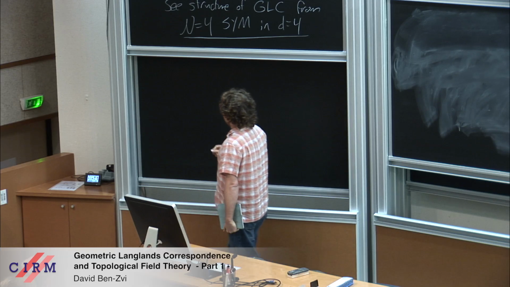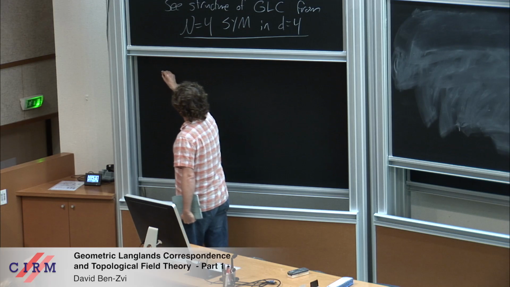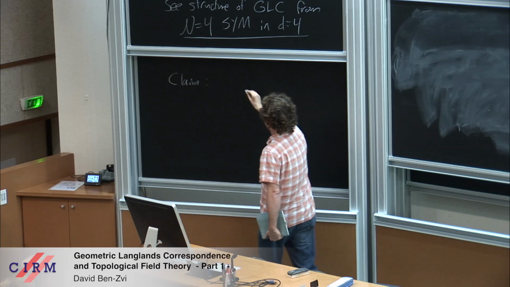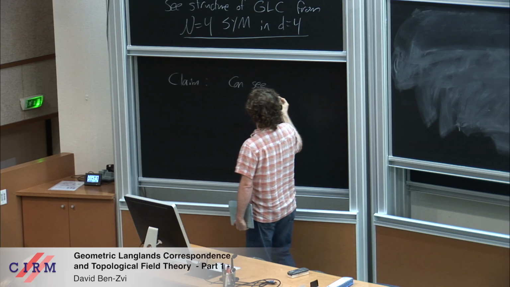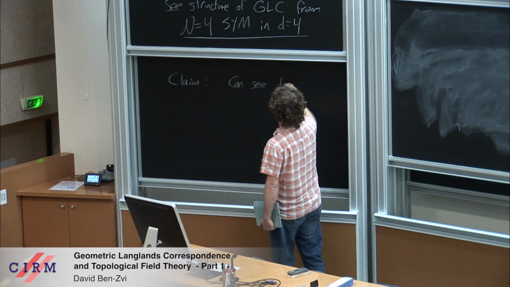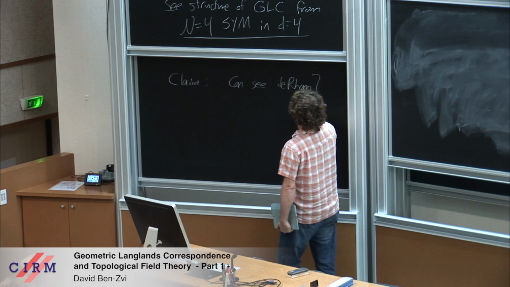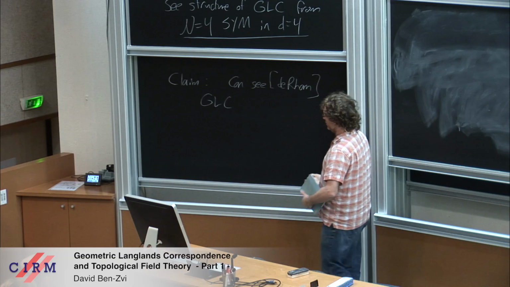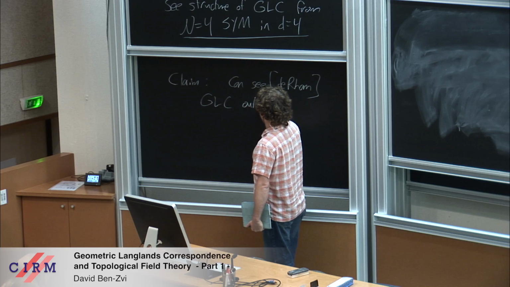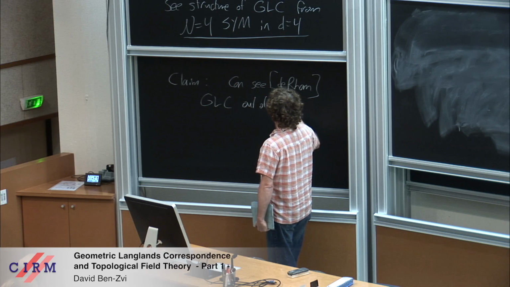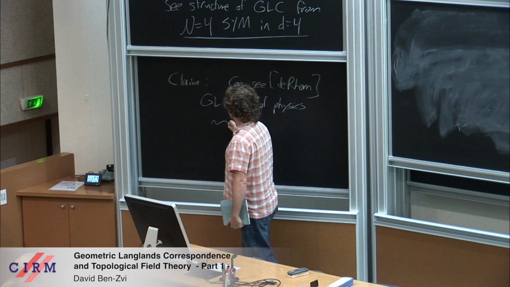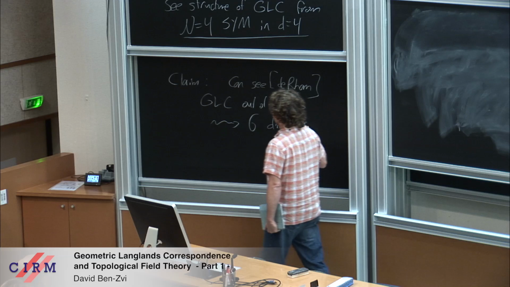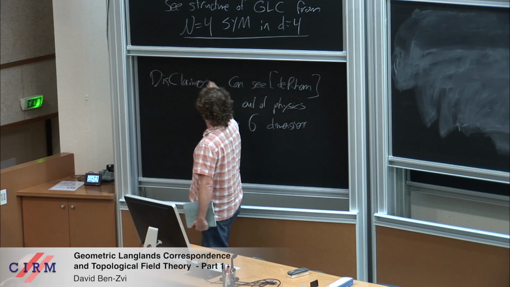So now, maybe I want to start with some kind of claim. So the claim is that you can see a lot of the usual de Rham geometric Langlands correspondence of Beilinson and Drinfeld and Gaitsgory. You can see a lot of that structure out of the physics. But you have to go up to 6 dimensions, and maybe to say a disclaimer, we're not going to get there.